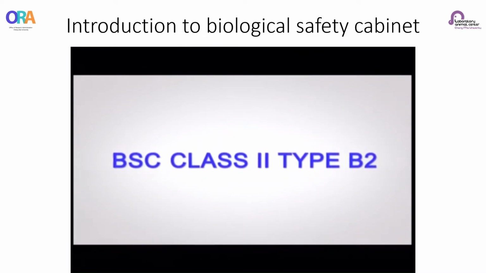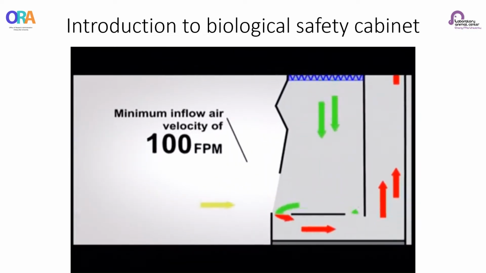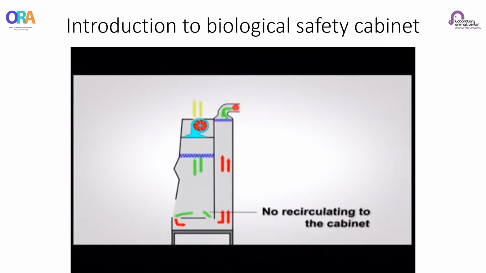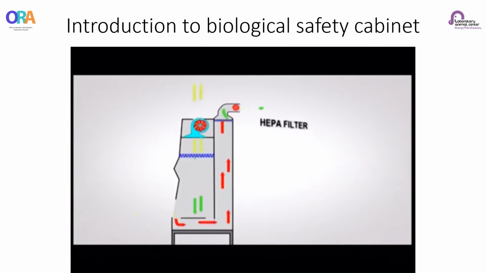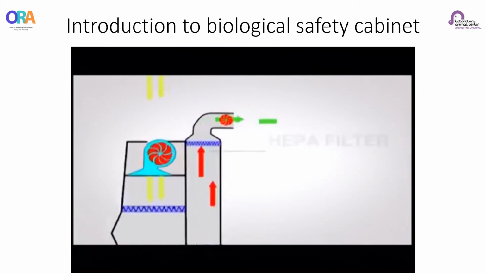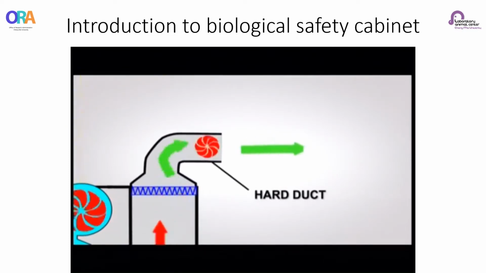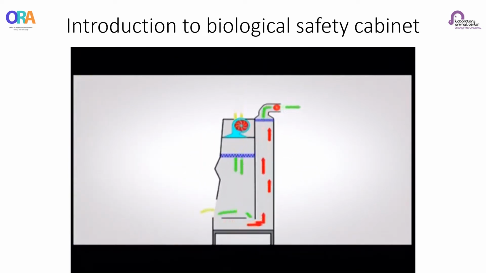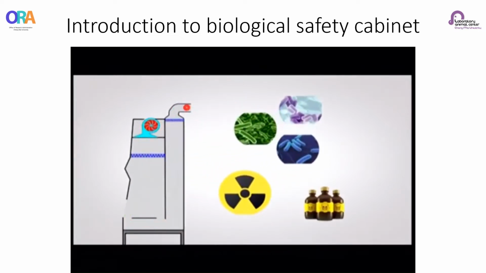BSC Class 2 Type B2 cabinets have a minimum inflow air velocity that is 100 feet per minute through the front opening, with no recirculation of the air. There is exhaust of 100% of the air to the outside after filtration through a HEPA filter. There is no internal blower for exhaust and air must be vented outside through a hard duct. This type of cabinet may be used as an adjunct for microbiological studies with biological agents that require treatment with toxic chemicals and radionucleotides.